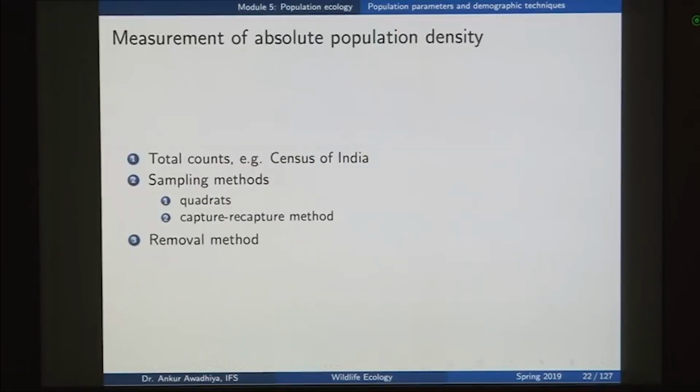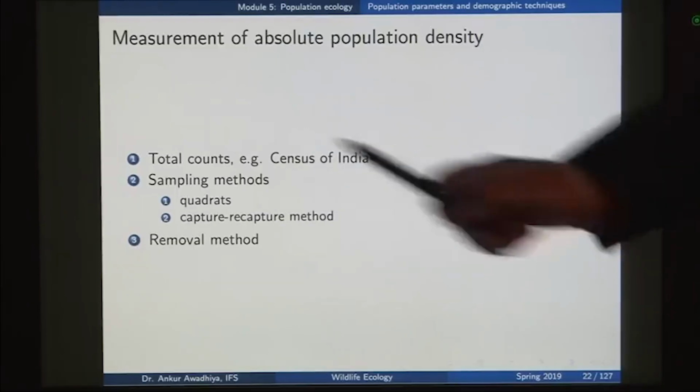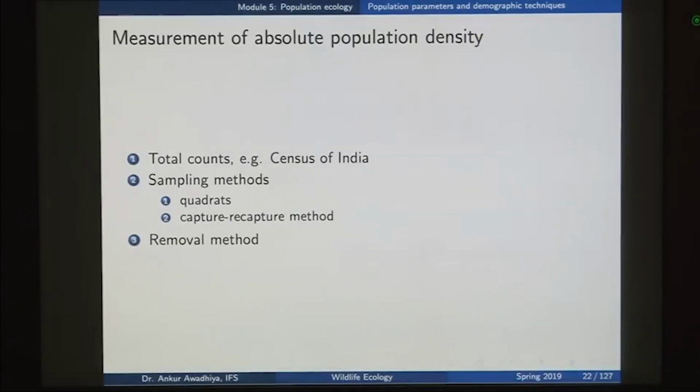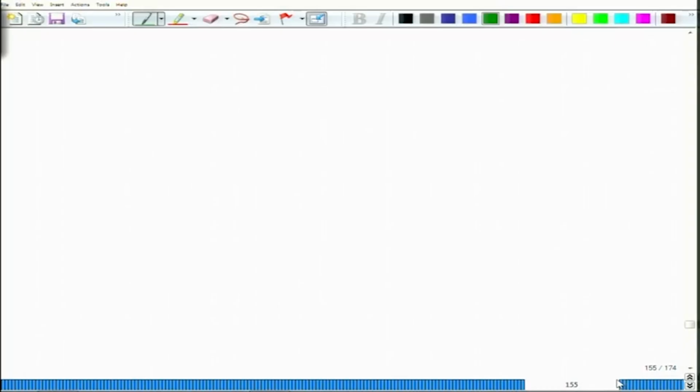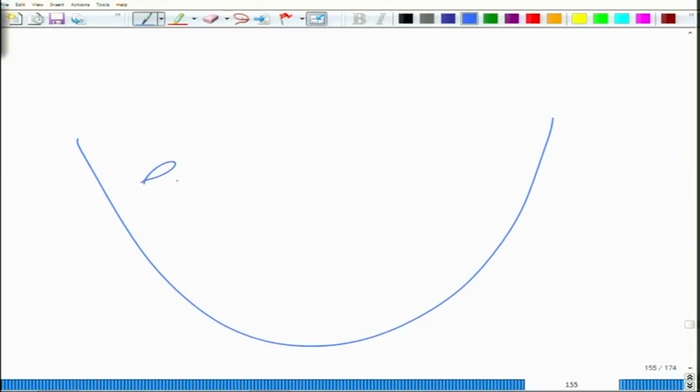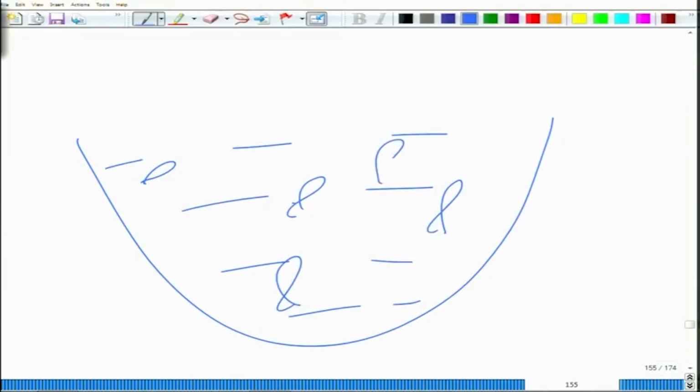So we were looking at the measurement of absolute population density. The first one is count, the second one is sampling methods, where we just looked at quadrats. Another sampling method goes by the name of the capture-recapture method. Now what is the capture-recapture method? Suppose you want to make an estimate of the number of fish in a pond. So here you have this pond, and this pond has a number of fishes, and you want to know the number of fishes in this pond.